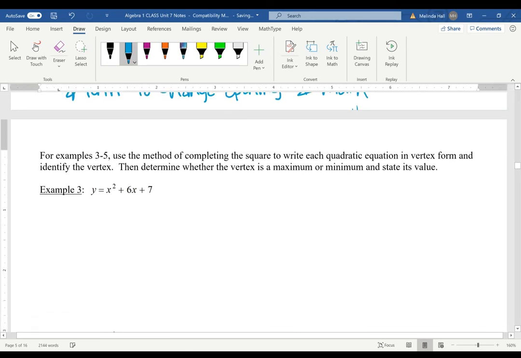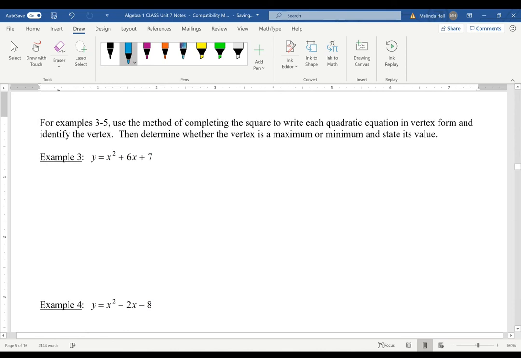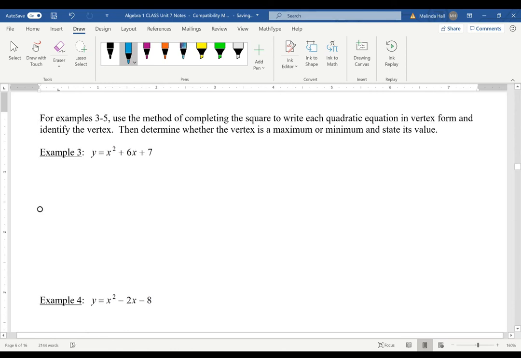So for examples 3 to 5, we are going to use completing the square to help us write a quadratic equation in vertex form and identify the vertex. Then we're going to decide if it's a minimum or maximum and state the value. Now, here's the thing. Even though it sounds really hard, it's really not if you just pretend like y is a number for a little bit that you just can't add to.